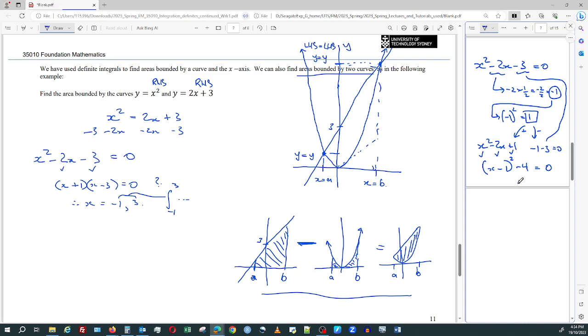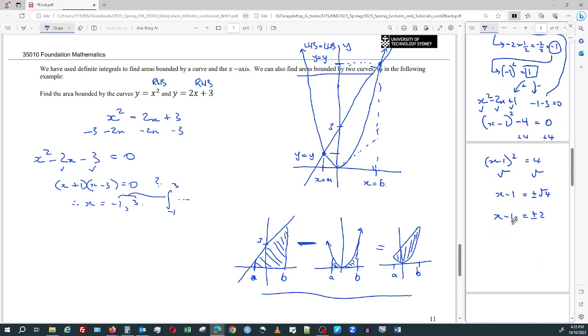Solving this, we're going to add 4. What you do to one side, you do to the other. We're going to take the square roots of both sides, to undo. So we've got plus or minus the square root of 4, which is plus or minus 2, equals x minus 1. And then finally we're going to add 1, aren't we? So we're going to add 1 to both sides.